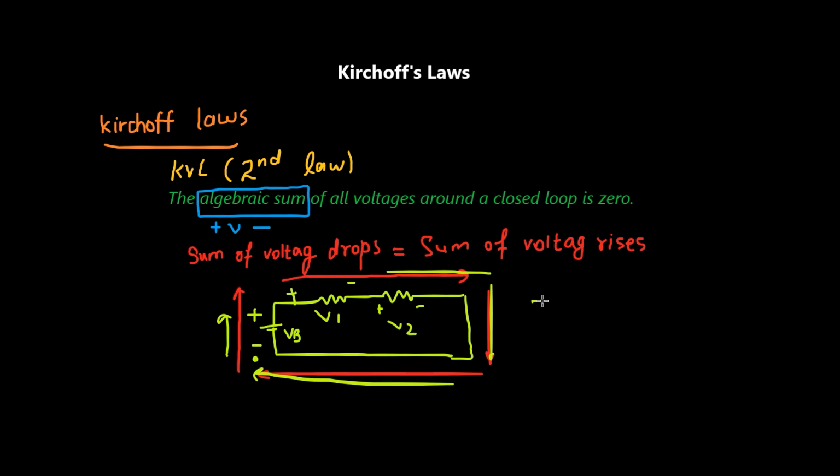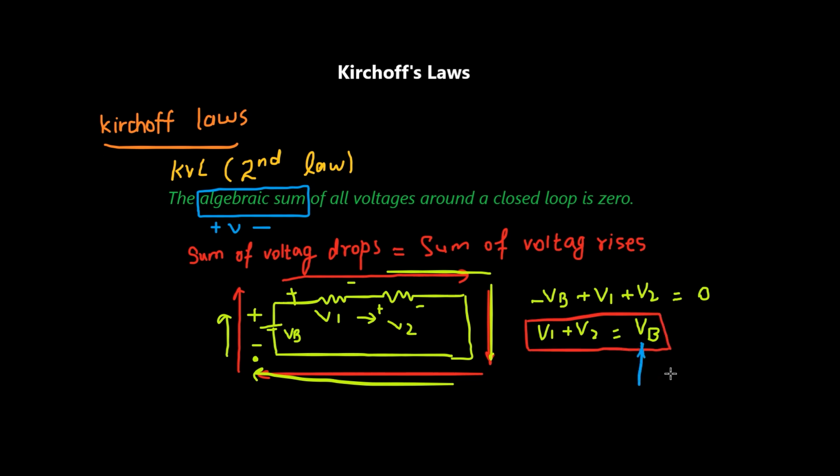So it will be minus VB plus V1 plus V2 is equal to 0. And V1 plus V2, which are voltage drops, will be equal to VB, that is the source voltage. Hence, the voltage rises or EMF will be equal to voltage drops in the circuit.